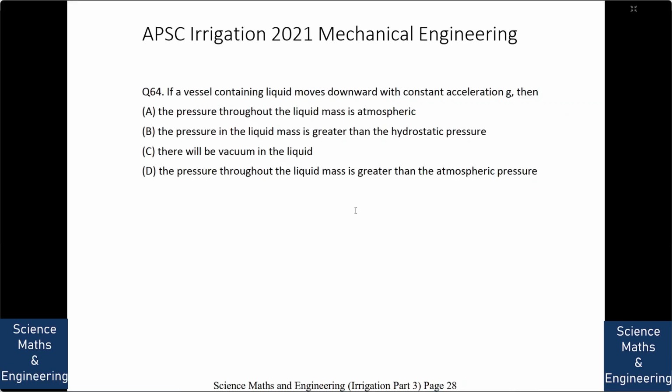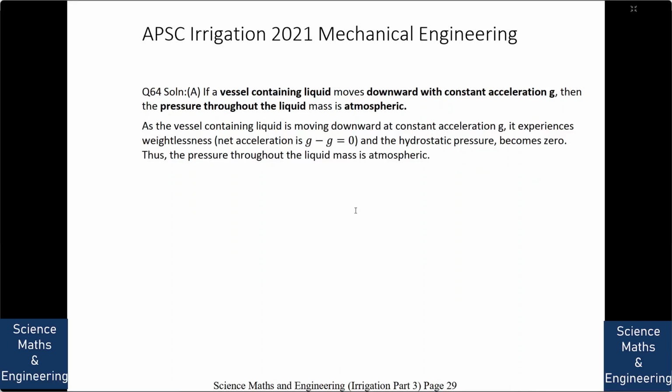If a vessel containing liquid moves downward with constant acceleration g, then A, the pressure throughout the liquid mass is atmospheric; B, the pressure in the liquid mass is greater than hydrostatic pressure; C, there will be vacuum in the liquid; or D, the pressure throughout the liquid mass is greater than the atmospheric pressure. So you can pause and think of the answer. So the answer is A.